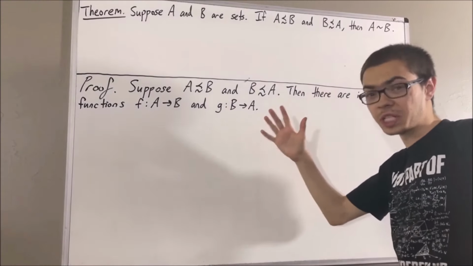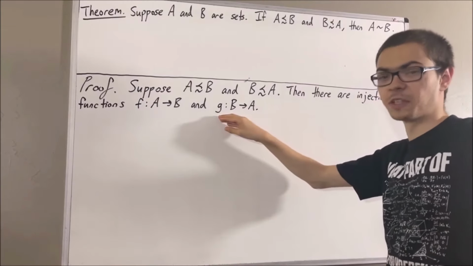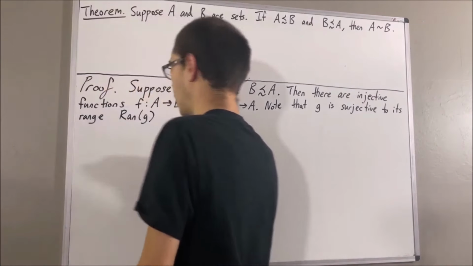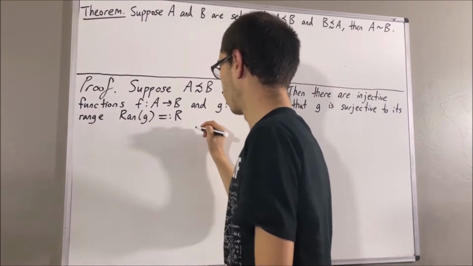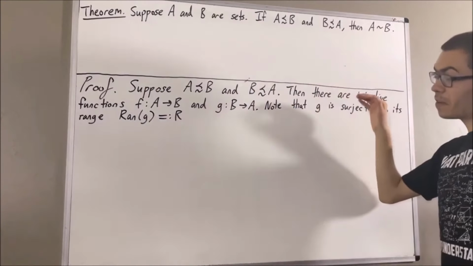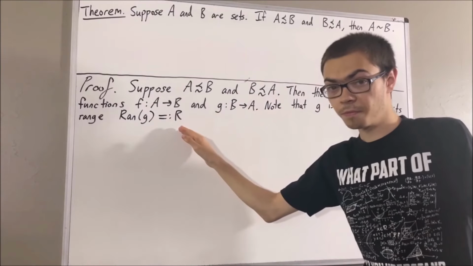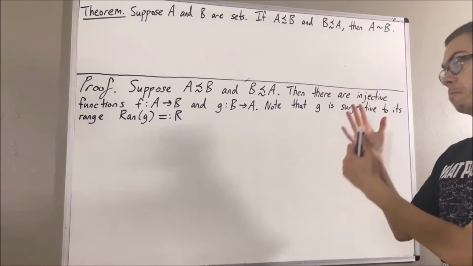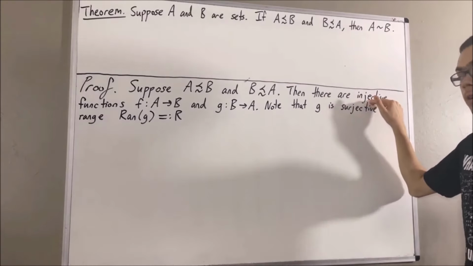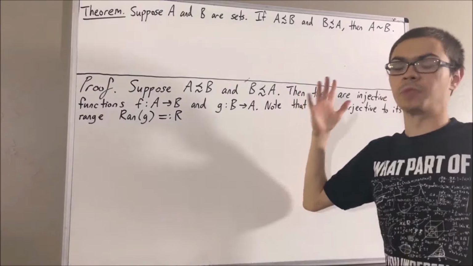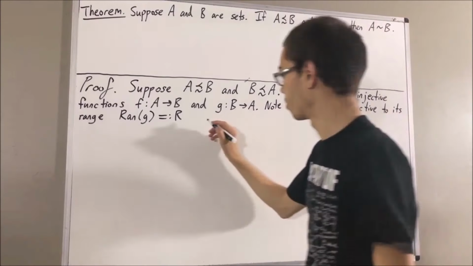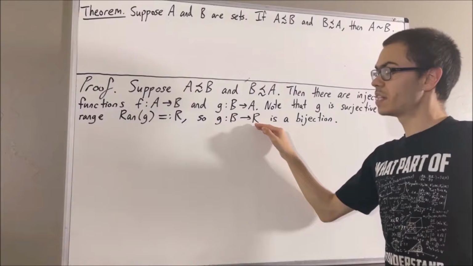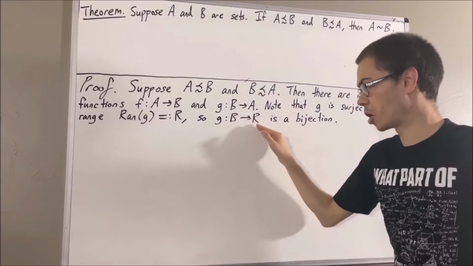Now, every function is surjective to its range, so G is surjective to its range. And I'll call the range of G R. So why are we saying this? Well, if we think of G as a function from B to R, then G is a bijection from B to R. The reason why is because we know that G is injective, and we know that G is surjective to R. So G is a bijection from B to R. And because G is a bijection from B to R, this tells us that the inverse of G is a bijection from R to B.